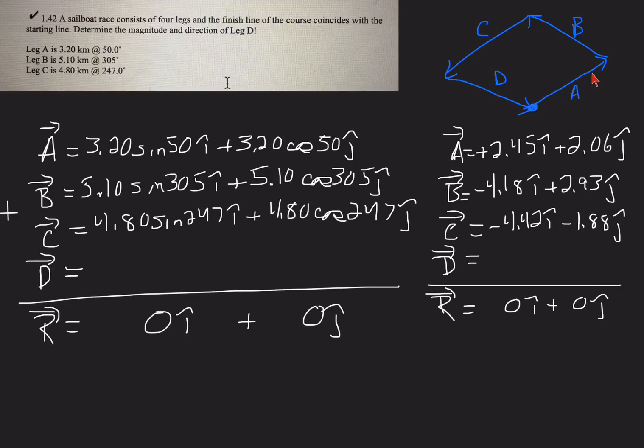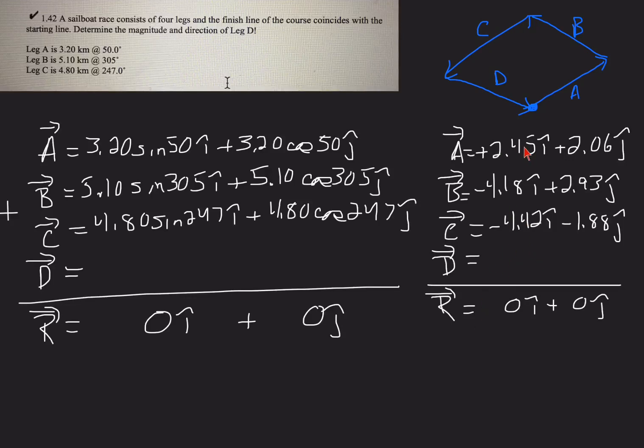So to find this i hat for D, you would take this resultant. If you have A plus B plus C plus D equals R, then to find D, you take R minus A minus B minus C. That's what you would do. So I could take 0 minus 2.45 minus a minus 4.18, so add 4.18, and then minus a minus 4.42, so add 4.42, and you would get your answer.